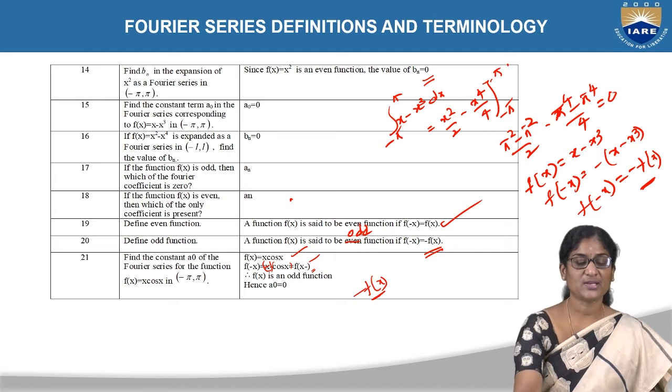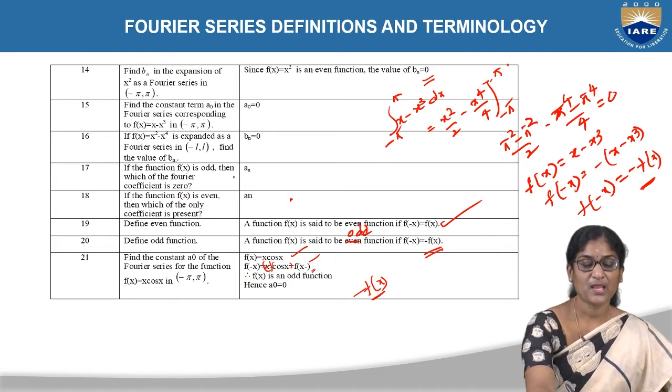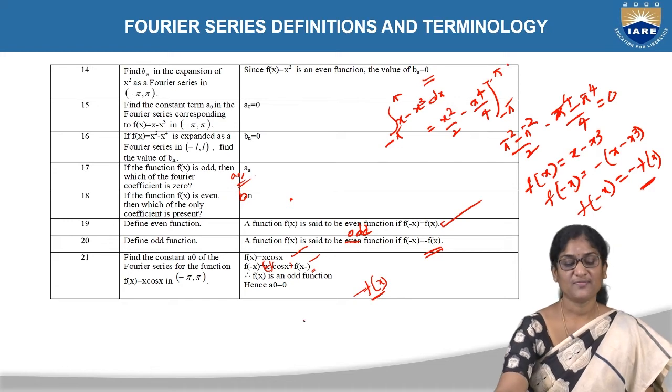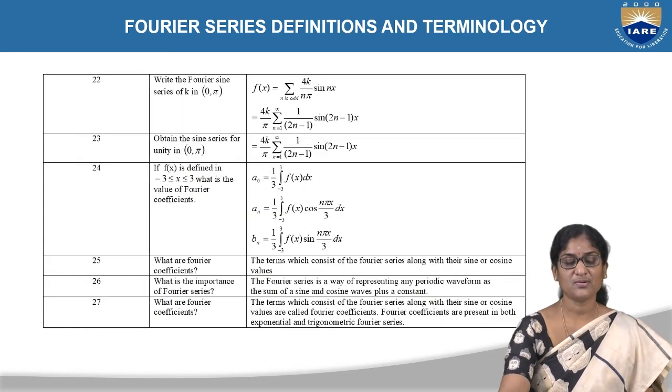And here, if you rectify that, a naught and an both should be equal to 0. If the function is an odd function, a naught and an are 0. If it is an even function, bn will be equal to 0.